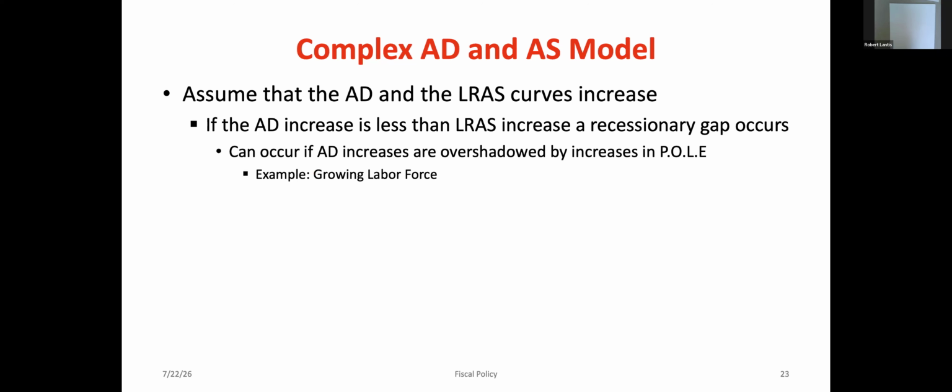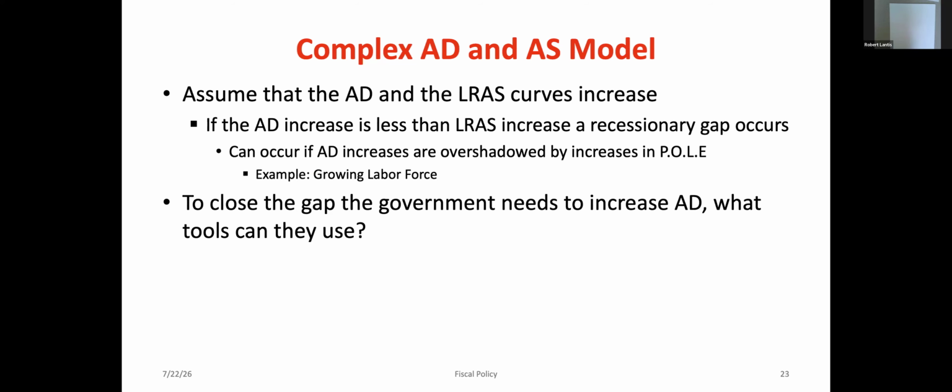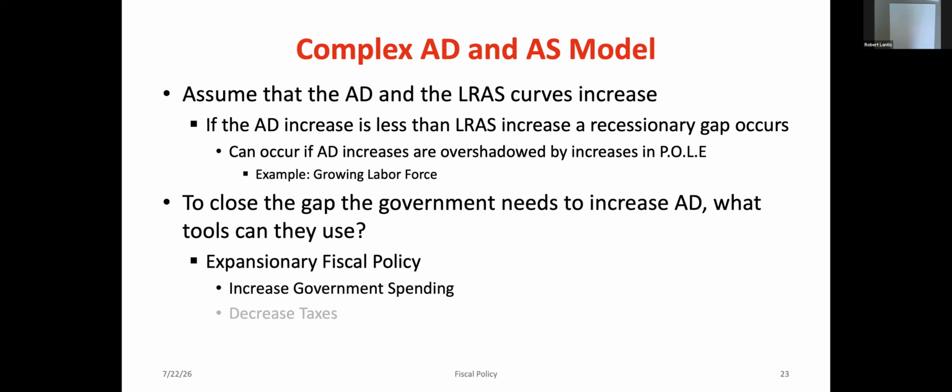So one of those factors would be like a growing labor force. What would this look like? And if we have a recessionary or inflationary gap created, what tools does the government have? Well, if I have a recessionary gap and I want to increase aggregate demand, I can increase government spending or decrease taxes. That was our expansionary fiscal policy.